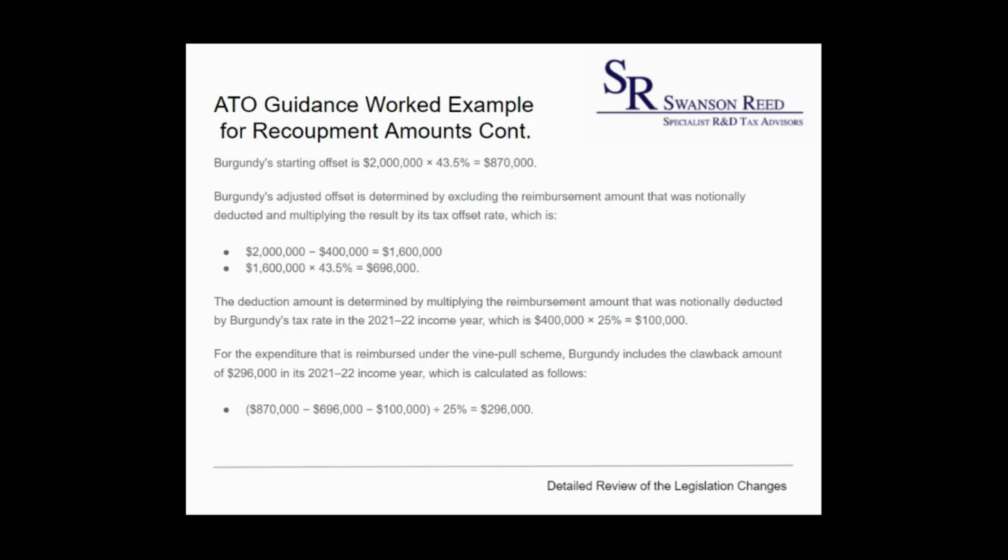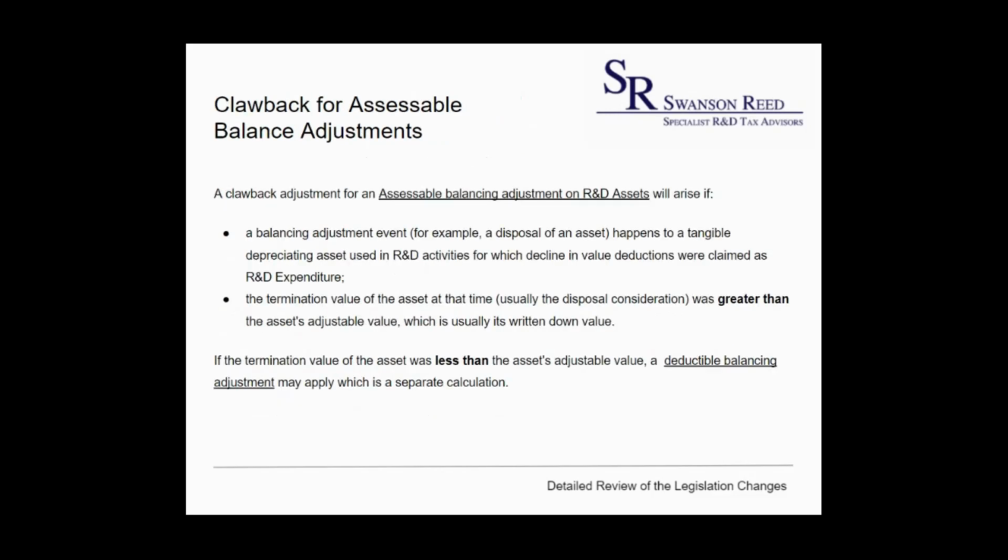This is calculated as follows: $870,000 minus $696,000 minus $100,000 divided by 25% equals $296,000. The final type of clawback adjustment we will cover relates to assessable balancing adjustments on R&D assets.